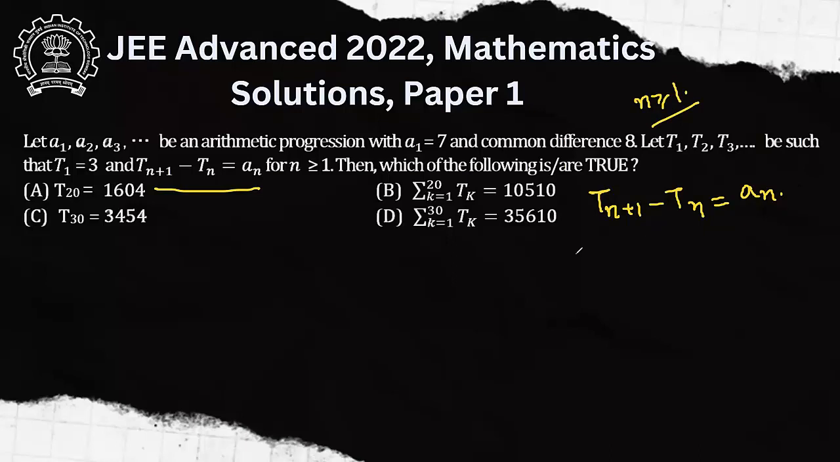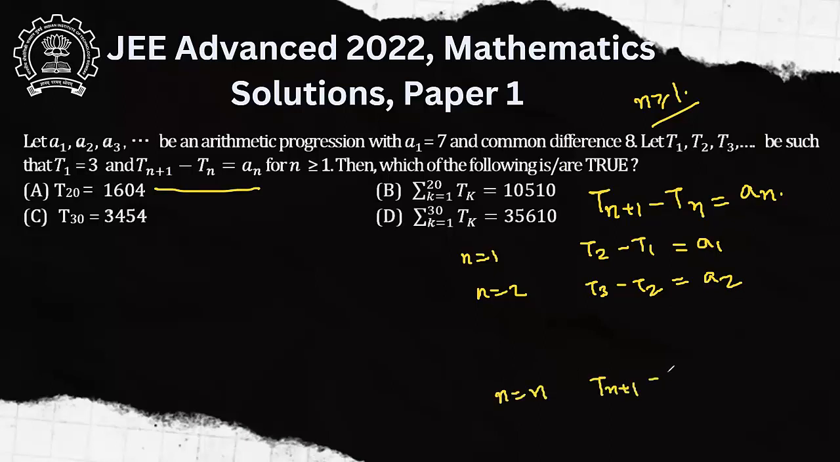So starting from 1, for n is equal to 1, I can write T2 minus T1 is A1, n is equal to 2, T3 minus T2 is A2, and likewise. Okay, so for n is equal to n, we can say Tn plus 1 minus Tn is equal to an, right? So if I add them all, you see on the right hand side, this is sigma A1 plus A2 like this until an on the right hand side.